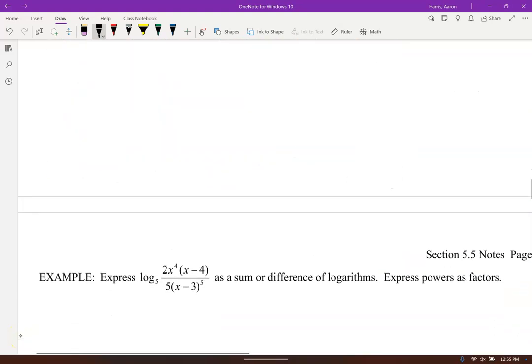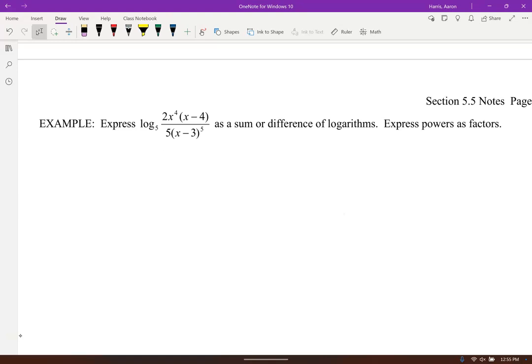All right, let's keep going here. We got log base 5 of 2x to the 4th. Again, we're going to write this as a sum or difference. It's our last one that we're going to expand, and then we'll start going the other way around. We'll start condensing them. Okay. Let's go ahead and write this as 2x to the 4th, x minus 4. Notice I had a minus, right? Minus the bottom.